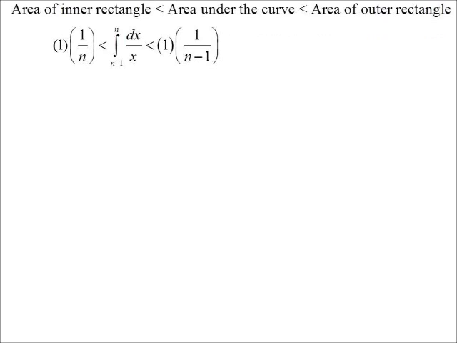Well, the inner rectangle, the width was 1, or the height was 1. No, the width was 1. And the height was function n, so 1 on n for the height, which is less than the area under the curve, so that's my integral from n minus 1 to n of dx on x, is less than the outer rectangle, which also had a width of 1, but a height of function n minus 1, so we get 1 on n minus 1.